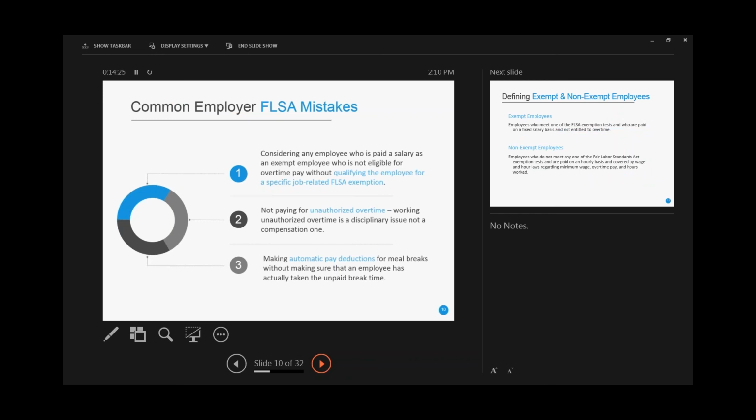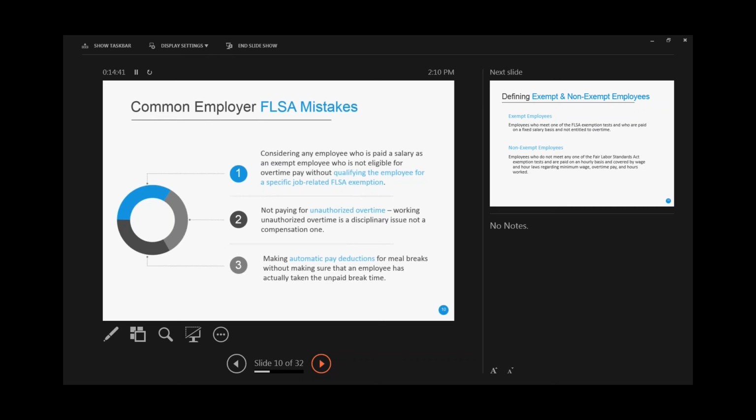Another common mistake is not paying for unauthorized overtime. This would entail when an employer is not paying an employee because the overtime was not approved. Remember that an employee working unauthorized overtime is a disciplinary issue and not necessarily a compensation issue.